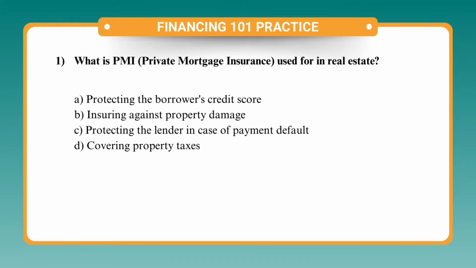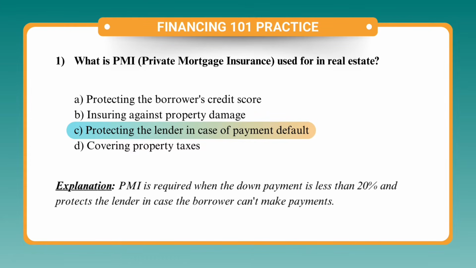Number 1. What is PMI, or private mortgage insurance, used for in real estate? Is it A, protecting the borrower's credit score, B, insuring against property damage, C, protecting the lender in case of payment default, or D, covering property taxes? The answer is C, protecting the lender in case of payment default.